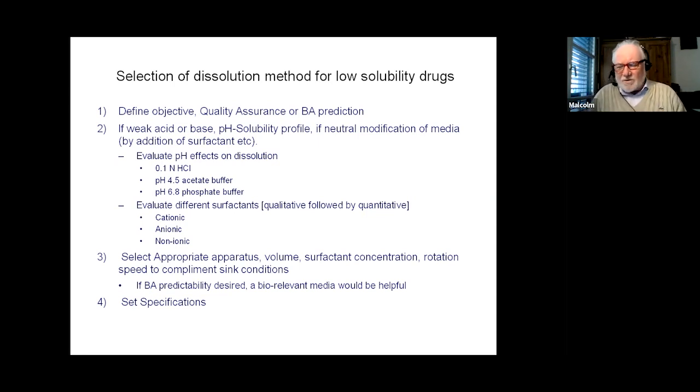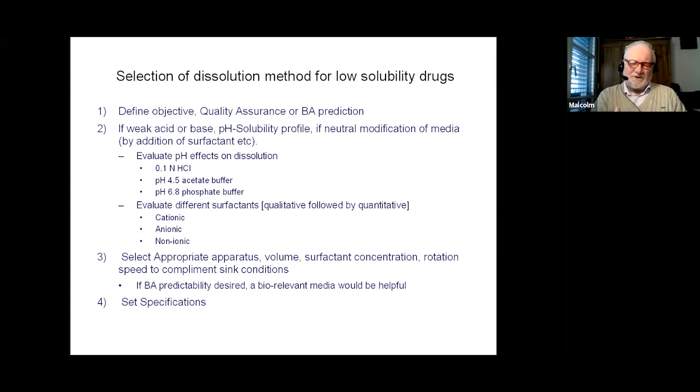How would one start to develop this? Well, first of all, check your results without surfactant. Your basic data: HCl, acetate pH 4.5, phosphate 6.8, or phosphate 4.5, whatever. Establish the data. There is no wrong answer.